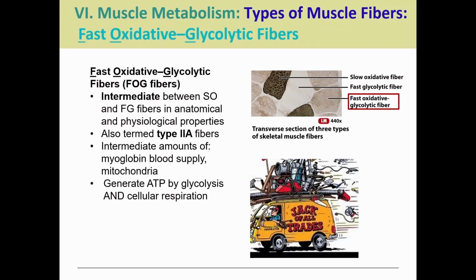And if we look up here, we actually see all three, right? They're color-coded. Here is our fast glycolytic one, our fast twitch. Here's our slow oxidative, our slow twitch, and here's our fast oxidative glycolytic, which is intermediate. And you can even see the color, right? Fast is going to be white, intermediate is this beige, and our slow twitch is this deeper brown.